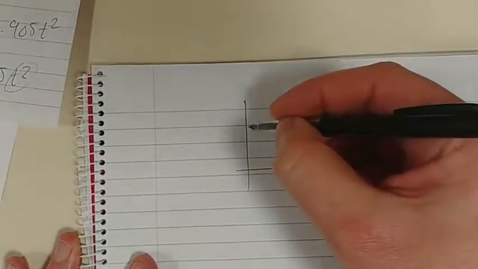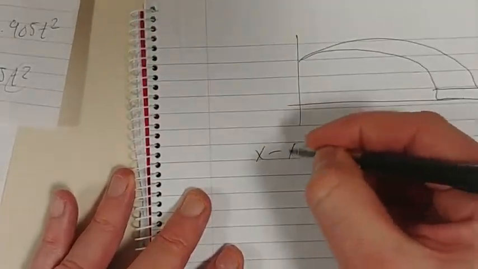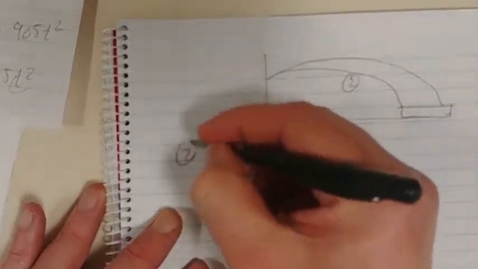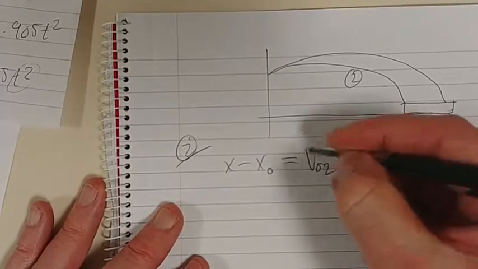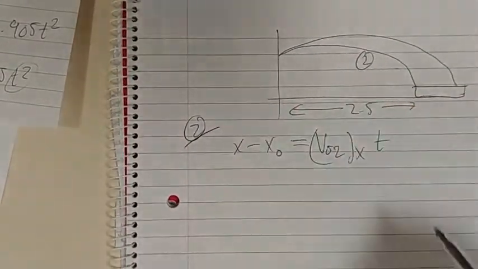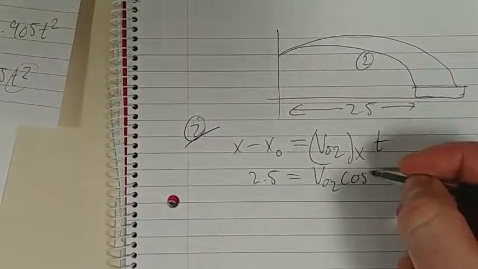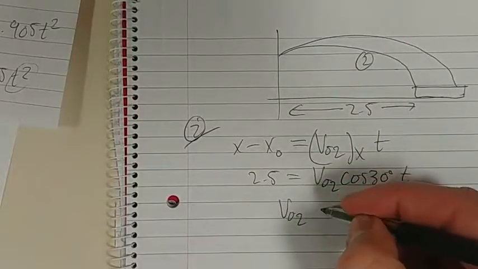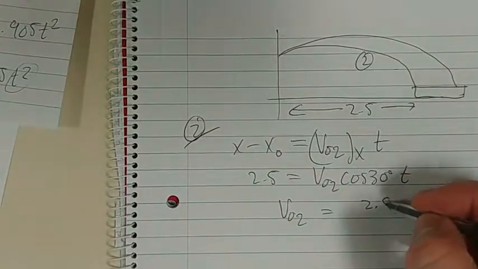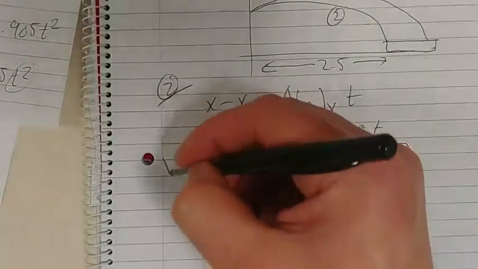Now I don't want to make these videos too long, but you do exactly the same thing for that second particle. You've got x minus x0, so this is for number 2 now. x minus x0 is v02 x t, and we know that this was 2.5. You do exactly the same thing that you did for the first one, guys. So 2.5 is v02 cos 30 t. What is v02? It is 2.5 over cos 30 t.